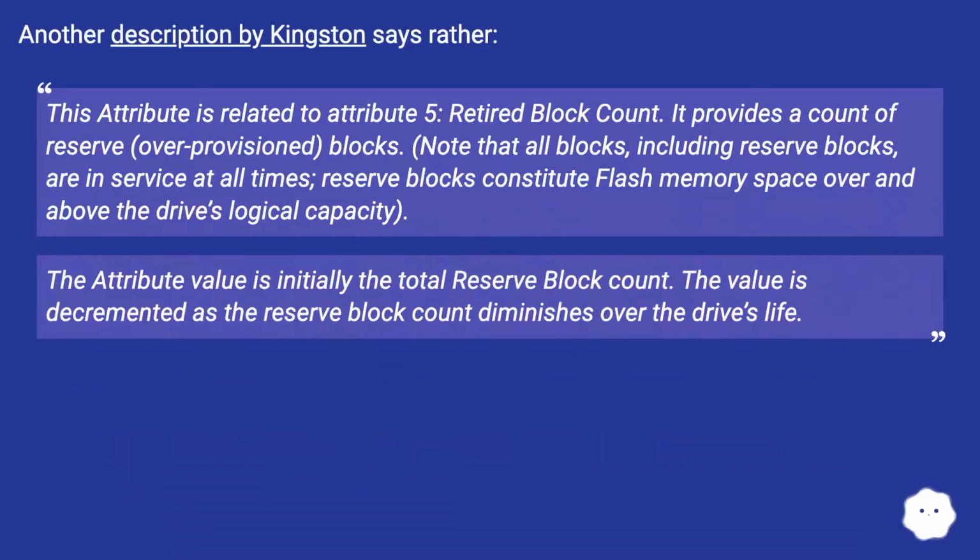Another description, by Kingston, says this attribute is related to attribute 5, retired block count. It provides a count of reserve, over-provisioned, blocks. Note that all blocks, including reserve blocks, are in service at all times. Reserve blocks constitute flash memory space over and above the drive's logical capacity. The attribute value is initially the total reserve block count. The value is decremented as the reserve block count diminishes over the drive's life.